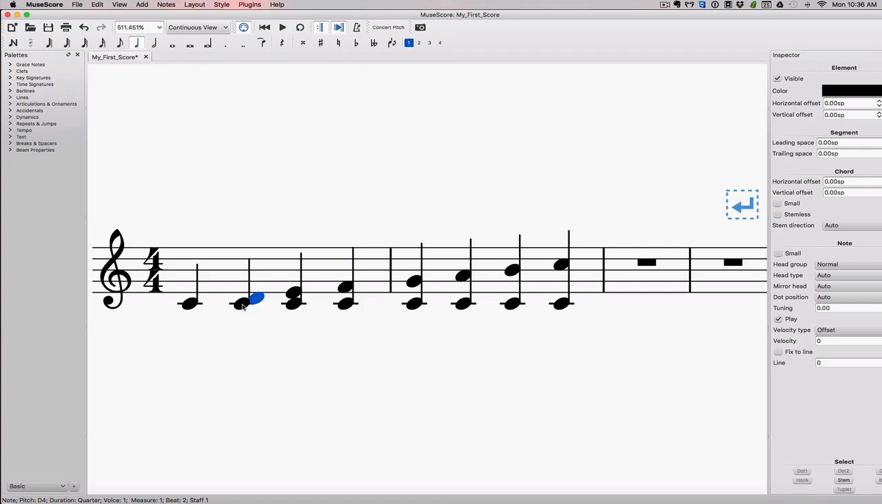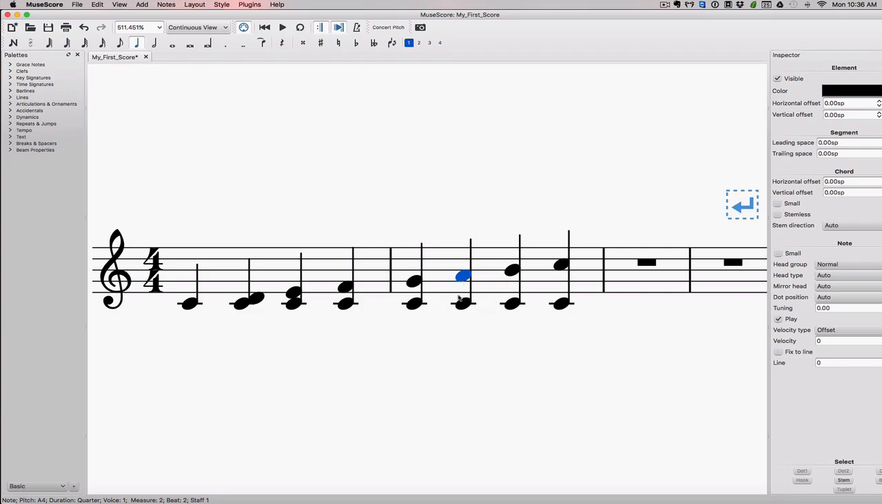Interval class 3 is a minor third and a major sixth. So not that, because that's a major third. But here's a major sixth, which would invert to a minor third. So this is interval class 3. This is considered an imperfect consonance.